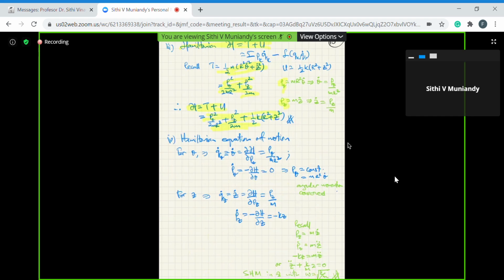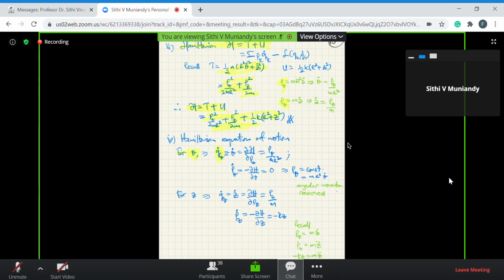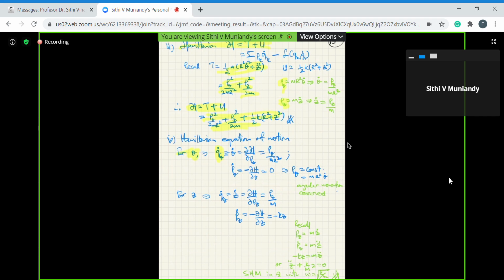All right? So we determine Hamilton's equations of motion, and for the angular variable, that is the velocity equation of motion and then the one for the momentum. These two are called the conjugate or canonical equations, and for z you have these two, okay?